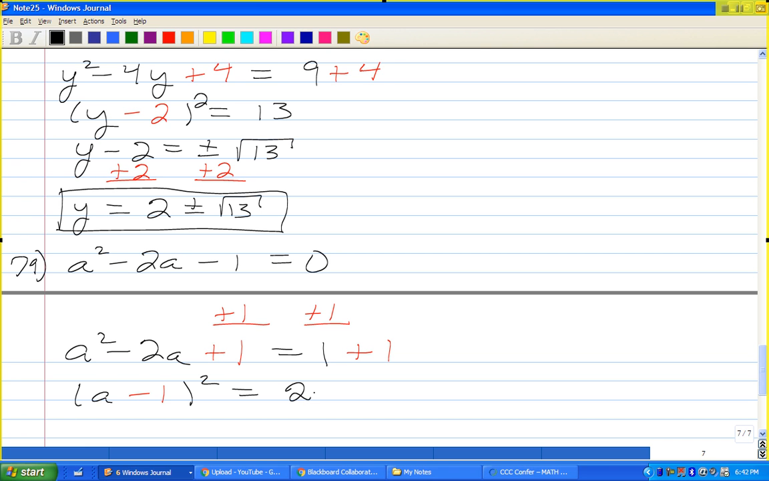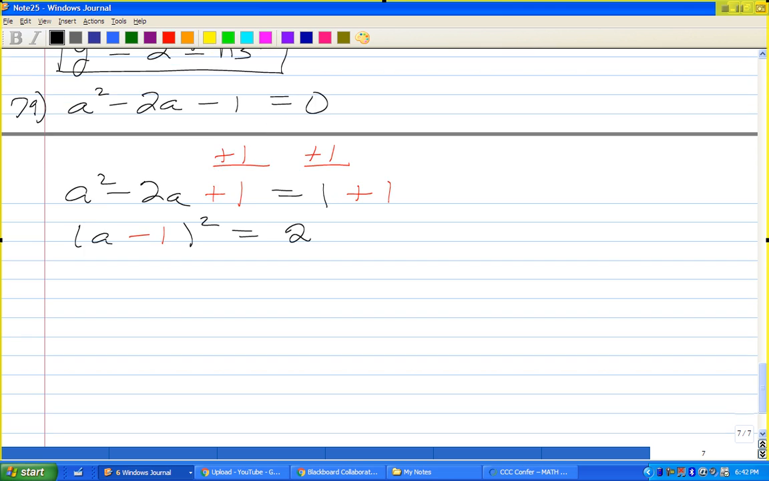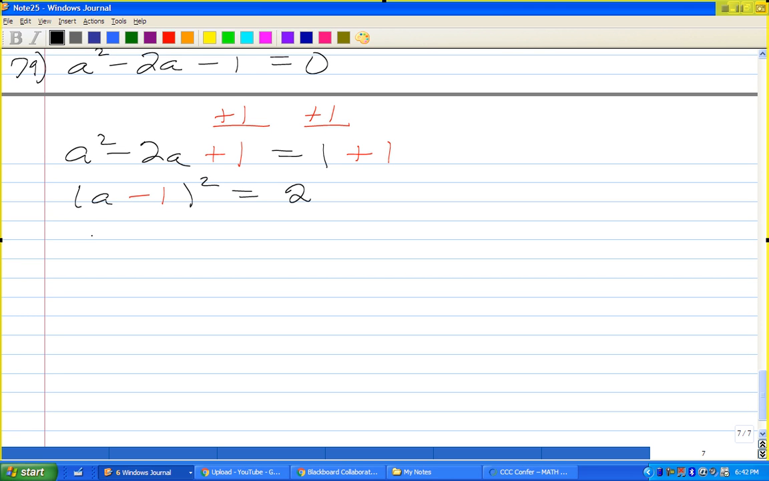1 plus 1 is 2. By the square root property, I have that a minus 1 is equal to plus or minus the square root of 2. Add 1 to both sides of your equation. And so a is equal to 1 plus or minus rad 2.